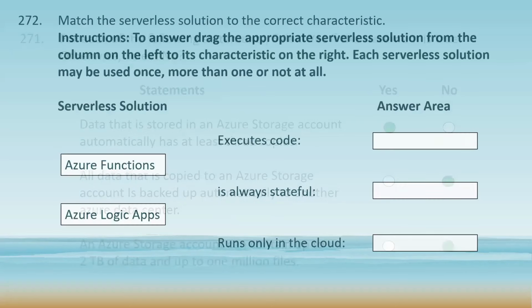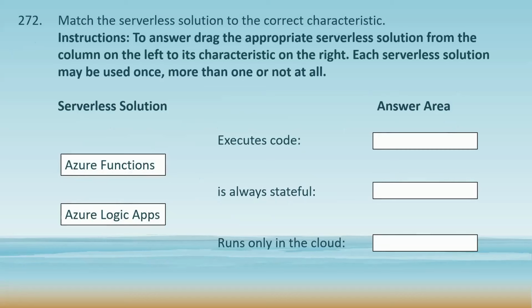Question number 272. Match the serverless solution to the correct characteristic. Now the instructions are to drag the appropriate serverless solution from the column on the left to its characteristic on the right. Each serverless solution may be used once, more than once, or not at all. And the serverless solutions given are Azure Functions, Azure Logic Apps. And the characteristics are executes code, is always stateful, runs only in the cloud.